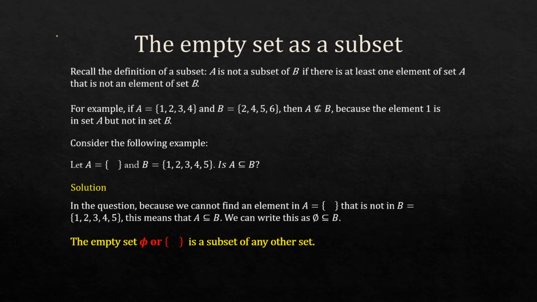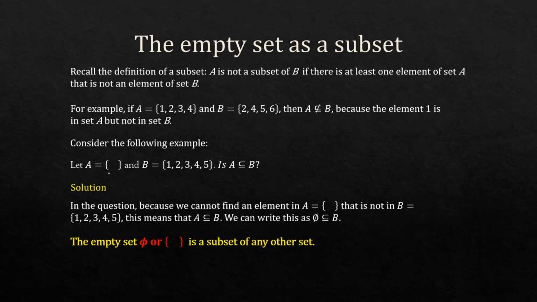Let's consider this special case, the empty set as a subset. Recall the definition of a subset. A is not a subset of B if there is at least one element of set A that is not an element of set B. For example, if set A consists of the elements 1, 2, 3, 4, and set B consists of the elements 2, 4, 5, 6, then A is not a subset of B because element 1 is in set A but not in set B.